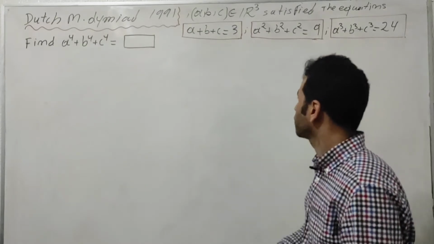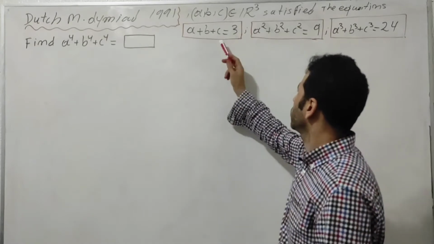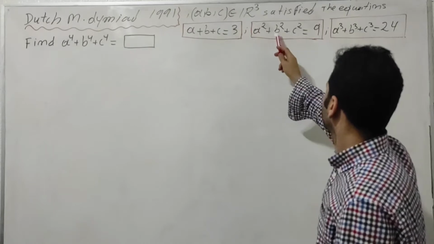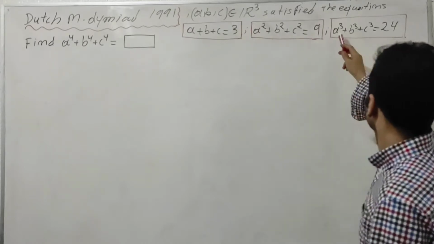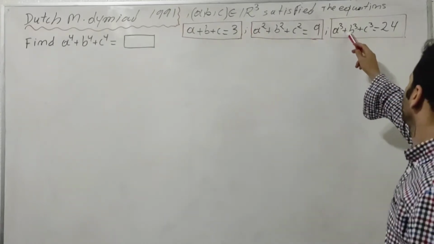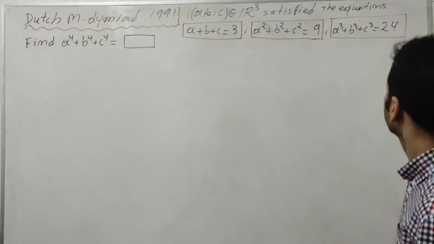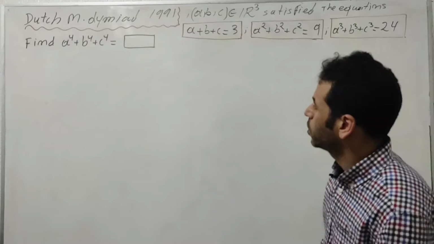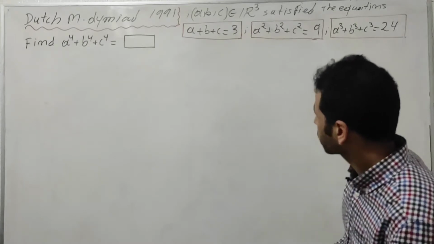The first equation, we have the sum of these numbers equal to 3. We have the sum of the squares of each number equal to 9. We have the sum of the cubes equal to 24, okay? So the question: find a to the fourth plus b to the fourth plus c to the fourth.